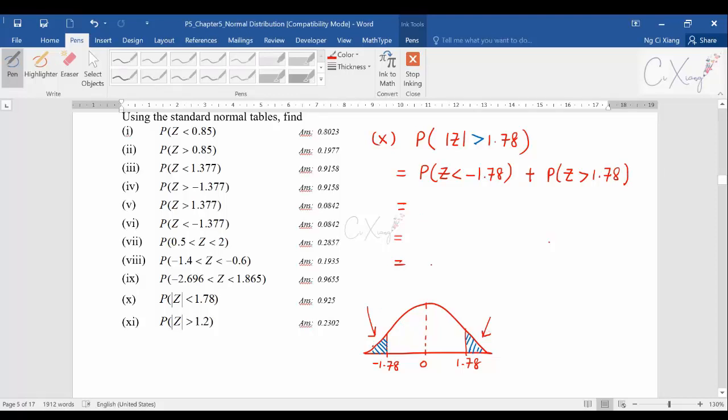And if you know the properties of the normal distribution, these two areas should be the same because they are symmetric to each other, right? And they are by the side, so these two values should be the same. Both are 1.78 and 1.78. Therefore, the area should be the same. So you can write it as 2 times of 1 minus z smaller than 1.78, which is 0.962.